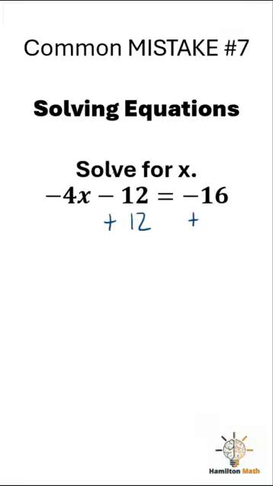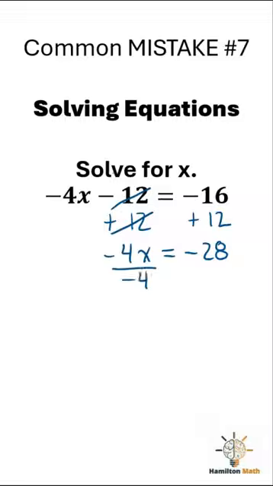They add 12 to both sides. Whatever you do to one side, you have to do the other. And by adding 12, it cancels out the negative 12 from the left side. So we get negative 4x, but here's where the mistake is made. Negative 16 plus 12, sometimes people will tell me it's negative 28. Well, that's wrong, but let's keep going with that if that was the step they did.